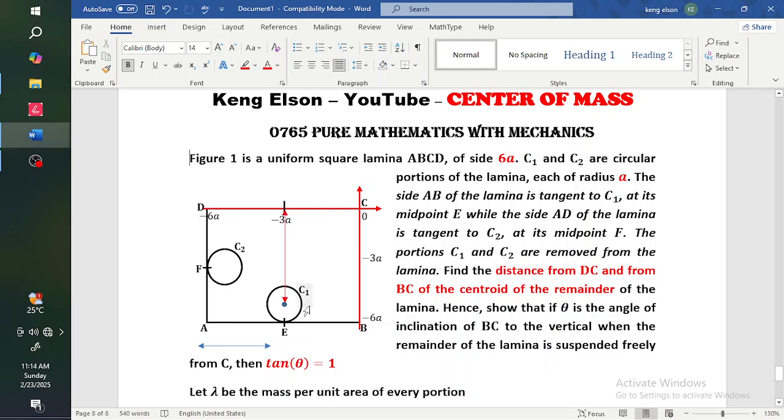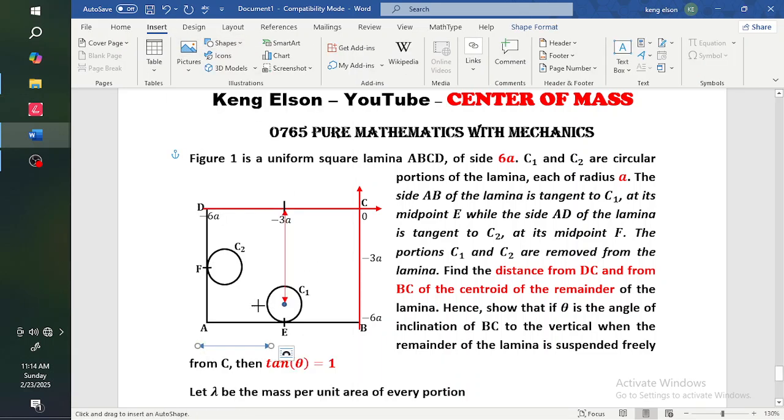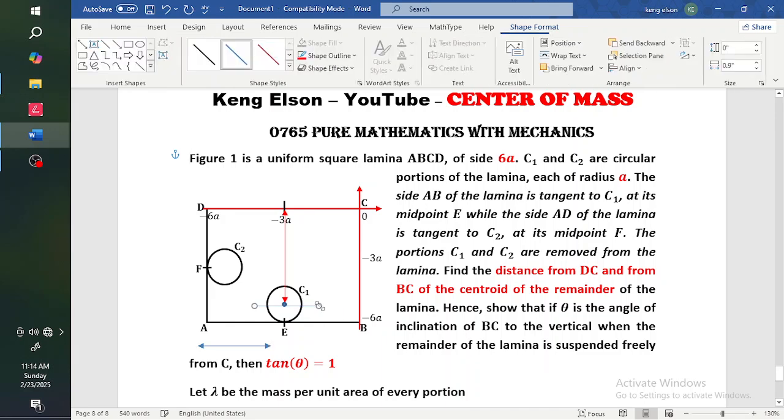Okay, now what is the distance? We know that the radius of C1 is small a. What does this mean? This just means that if I draw a little line passing through the center, the distance from AB to here is small a. So this distance here is small a.